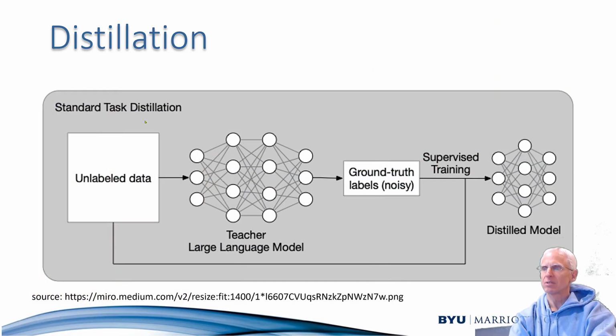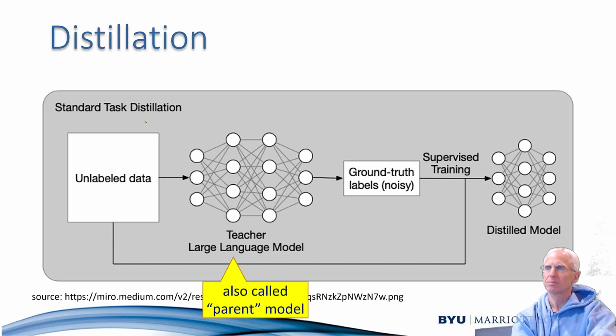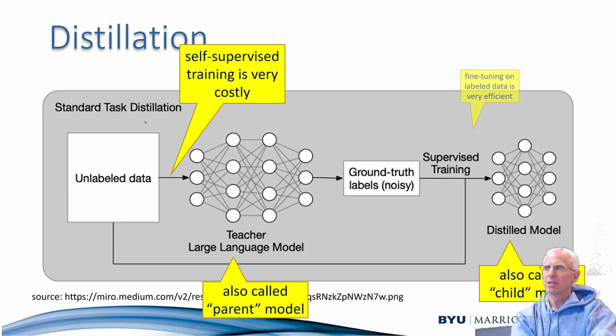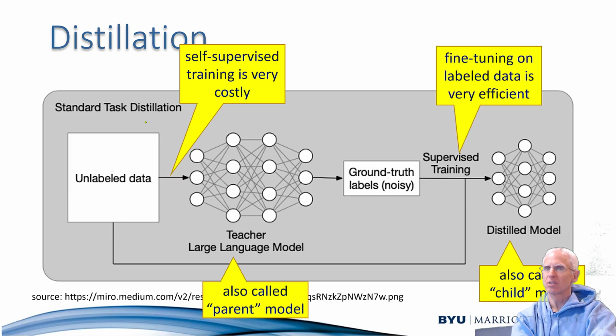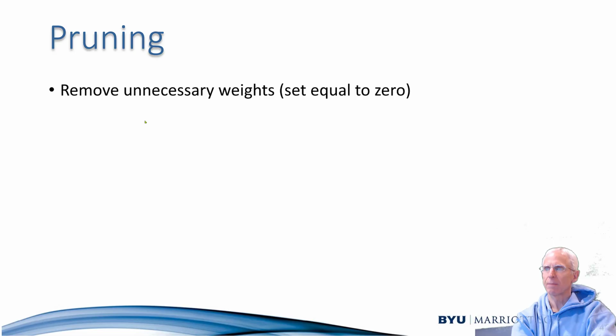Another example: we have a teacher model, and then we have these labels, and then we supervise train a distilled smaller model, called the parent model, child model. Yes, usually though we think of it as the teacher and the student model. Okay, already mentioned that. Fine-tuning on labeled data is very efficient. That's kind of the way it works.